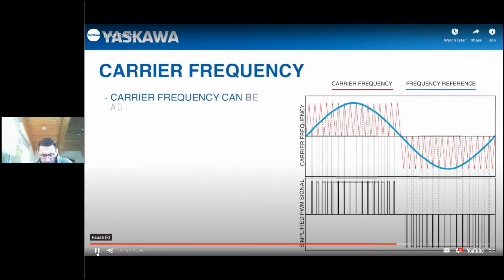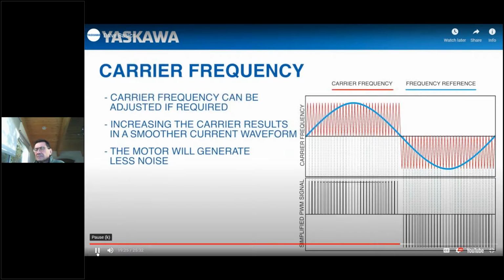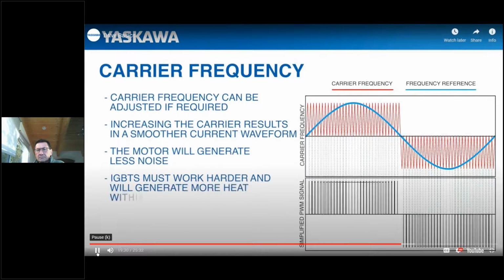This switching frequency can be adjusted if need be. Increasing the carrier will result in a cleaner, more sinusoidal current waveform, which in turn will make the motor generate less audible noise. However, this will also make the IGBTs work harder and create more heat within the drive.